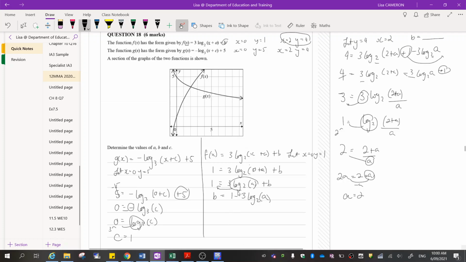Now I can work out b by substituting it back in over here. So b equals 1 minus 3 log base 2 of 2. Now here, because the base matches the argument, it's going to cancel to 1. So I'm left with 1 minus 3, which is equal to negative 2. So now I've calculated a, b, and c, which is what the question asked me to do.